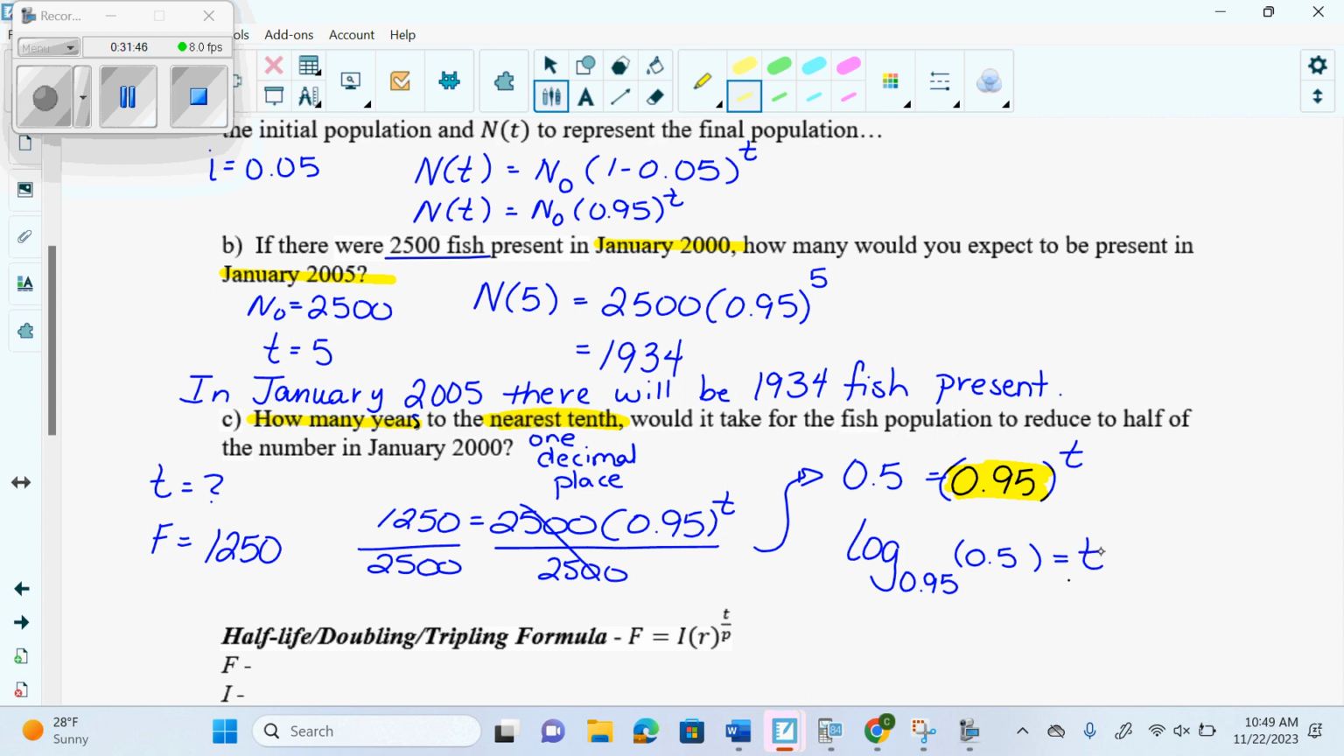13.5. Okay, B. So when you write a sentence, you're going to say that it would take 13.5 years for the fish population to reduce to half of the number in January 2000. Like, I rocket these sentences because you literally just rewrite it.